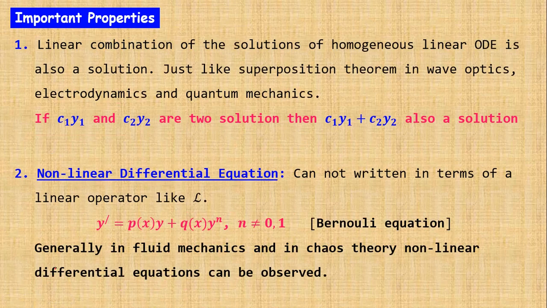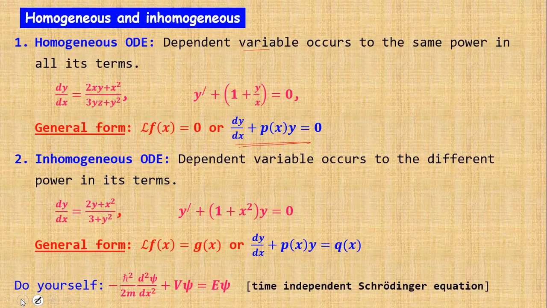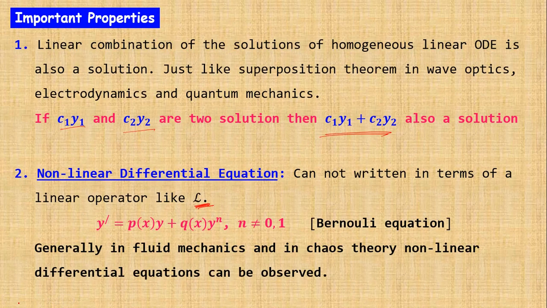Next, if c1 y1 and c2 y2 are two solutions, then the combination is also a solution. This is like the superposition theorem of electrodynamics and quantum mechanics. A nonlinear differential equation is one where we cannot write this operator, where these operations are not followed. If they are followed, it is called linear. If not followed, it is a non-linear differential equation.